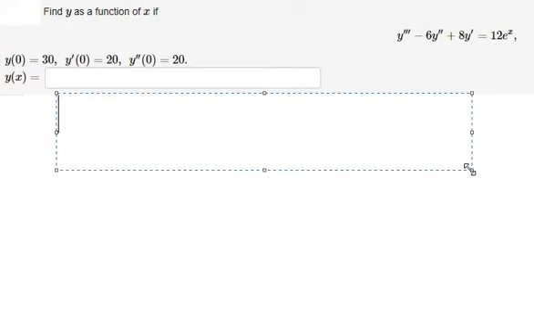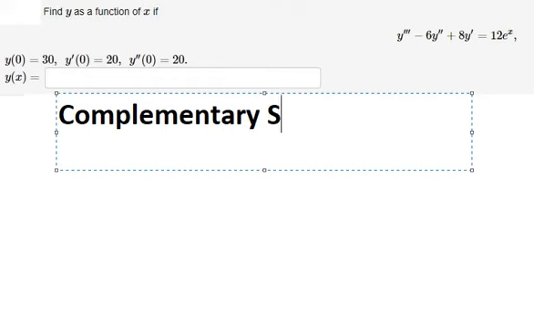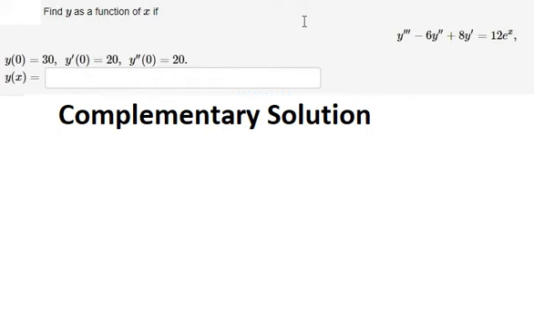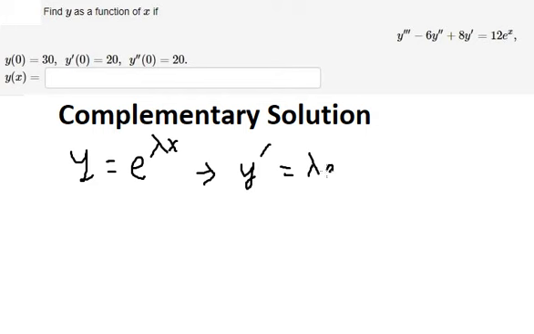First, I will go to the complementary solution. So I will put y equals e to the power of lambda s. If we do the first derivative in here, we will have lambda e to the power of lambda s. We do the derivative of this one, so we keep e to the power of lambda s. Later we do the derivative of lambda s, and you get lambda in here.